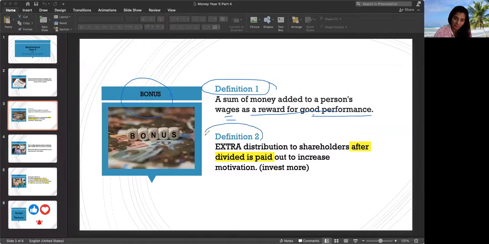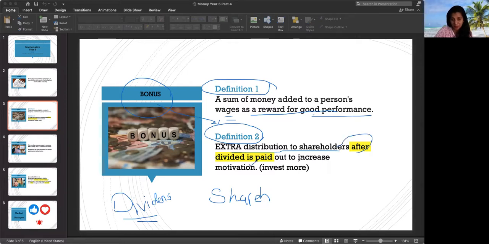Now, the second definition of bonus is, remember, you are a shareholder. The company has paid you dividends first. Now, after paying dividends and after other payments and things like that, the company can still give you more money by calling it a bonus. That's extra distribution to shareholders. If you're a shareholder, after the dividend is paid out, they do this simply to increase your motivation. They want you to invest more.